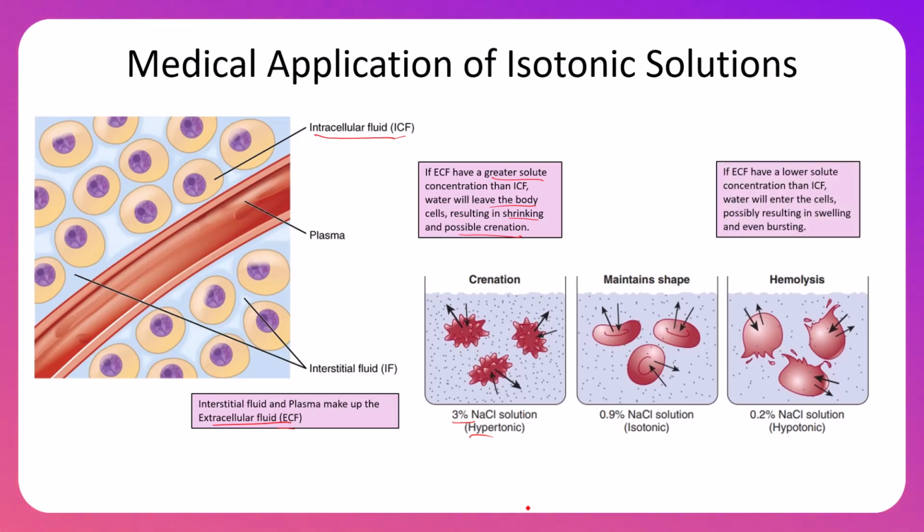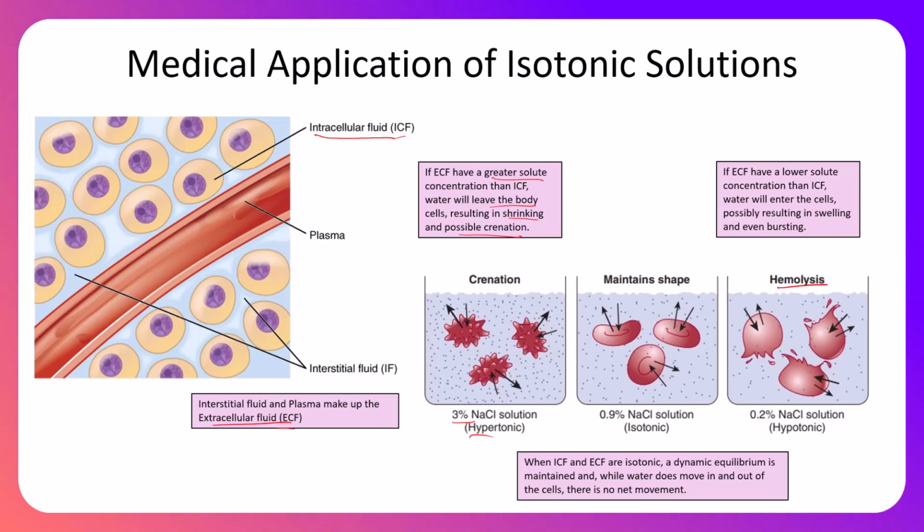If, however, the ECF has a lower solute concentration than the ICF, meaning inside of our cells has a higher solute concentration than outside, then water is going to enter the cell, possibly resulting in swelling and even bursting if there is enough water movement. We call that hemolysis, meaning cells rupturing.